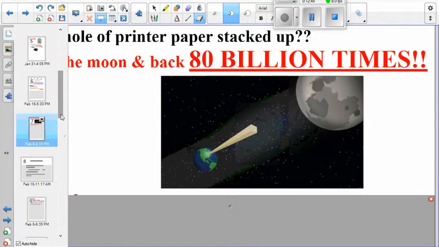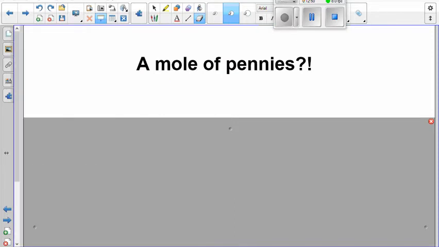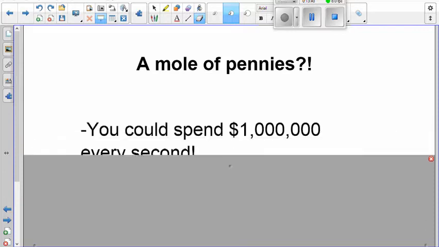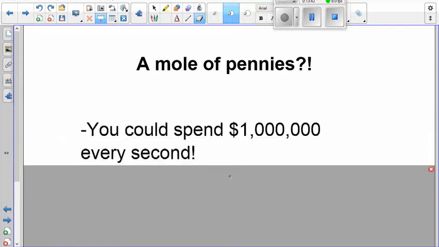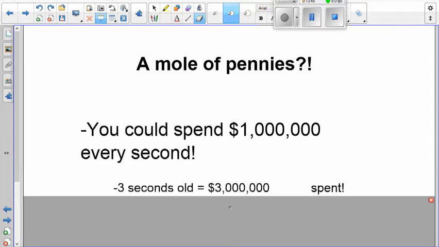Here's my favorite. Prepare to have your mind blown. If you had a mole of pennies, let's say we gave you a mole of pennies the moment you were born. Now let's say Bree spent $1 million every second of her life. So when she's 3 seconds old, she's spent $3 million already.